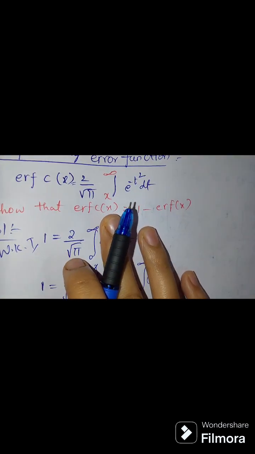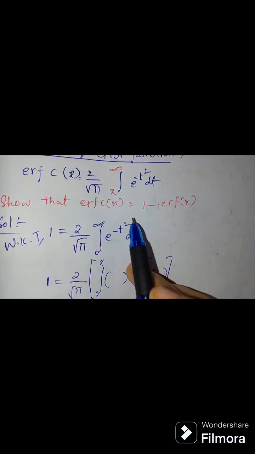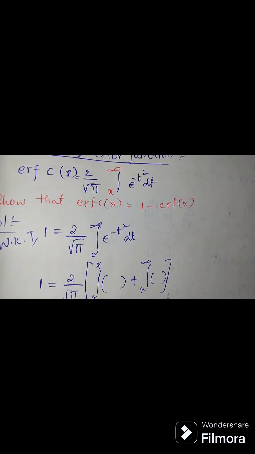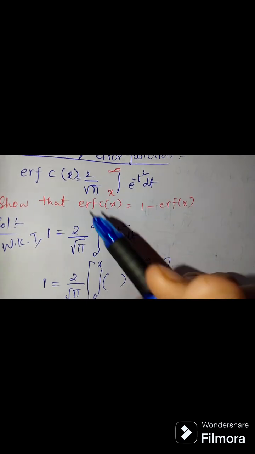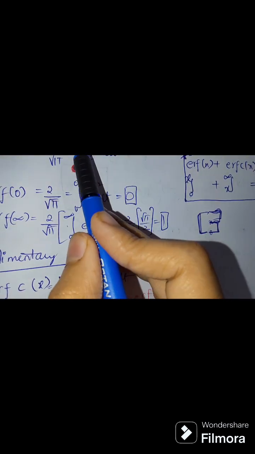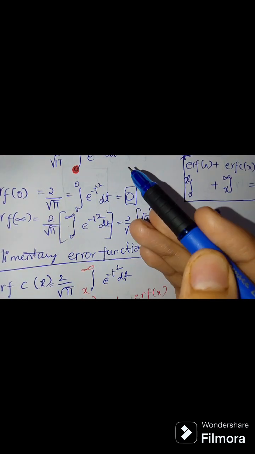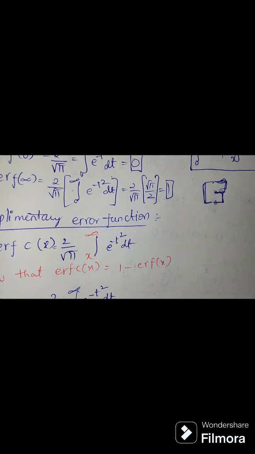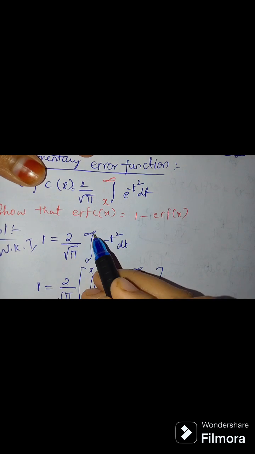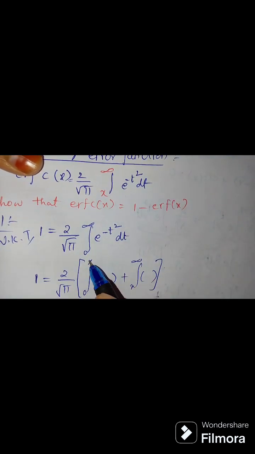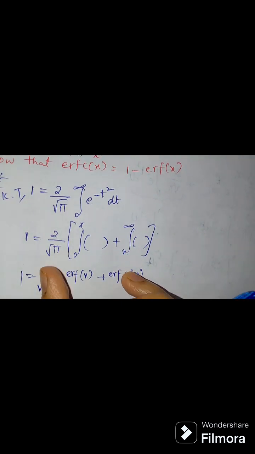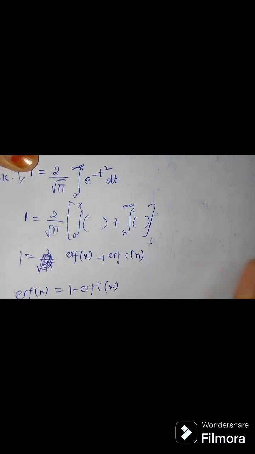Show that the error function plus the complementary error function is 1. So you'll go with the definition. We know that 1 is equal to, and you should remember that, 0 to x is the error function, x to infinity is the complementary error function, and 1 is 0 to infinity. So from 0 to infinity you divide the limits into 0 to x and x to infinity. This will be your error function and this will be your complementary error function. Then from here you will show it. Very simple.